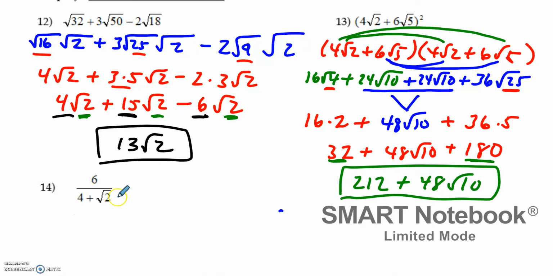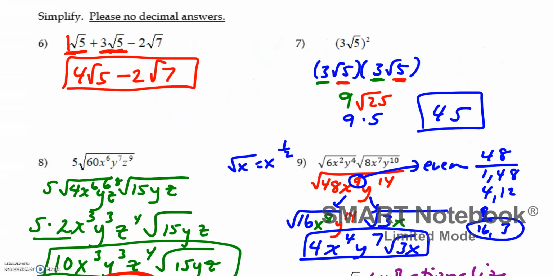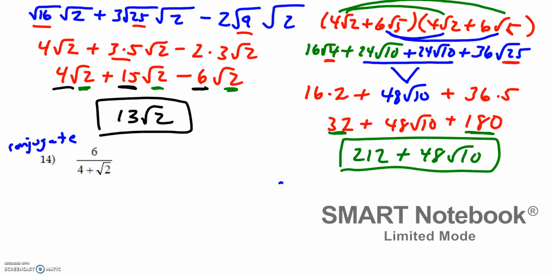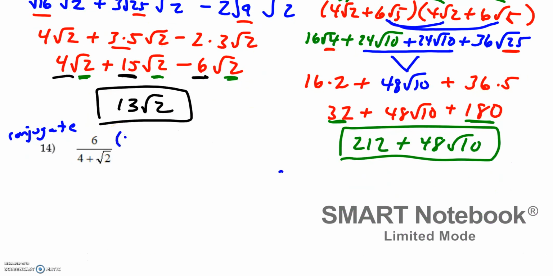Now number 14 has a square root in the denominator, and I notice there is a plus sign, so I'm going to need the conjugate in order to solve this one. So I'm going to write a little word conjugate here. Now I want to go back really quickly to number 11. Here I was allowed just to multiply by root 5 because there was no plus or minus. This problem, however, because I do have 4 plus root 2, we need to multiply top and bottom by 4 minus root 2 because unfortunately the root 2 is attached to the 4 in a way.